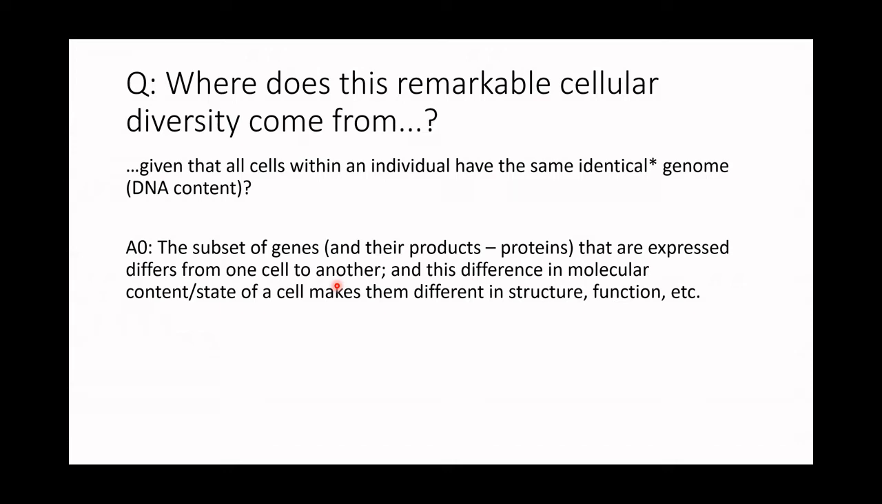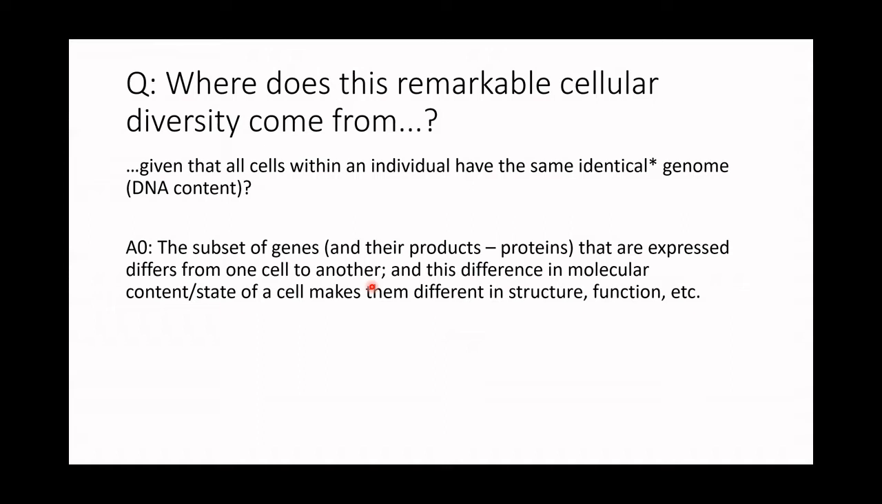Even though the DNA content is identical, the subset of genes and their products, which are these proteins encoded by these genes, differ from one cell to another. And this difference in the gene or protein content of a cell, which I also call the molecular content or state of a cell, is what makes them different in structure, function, and so on.